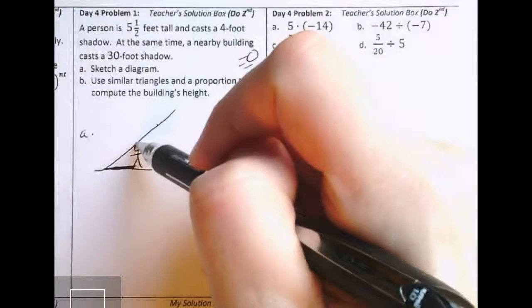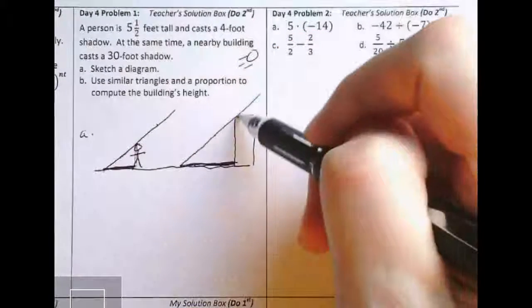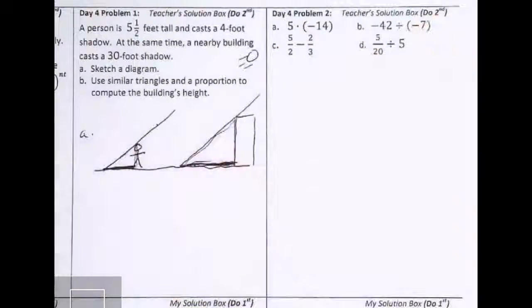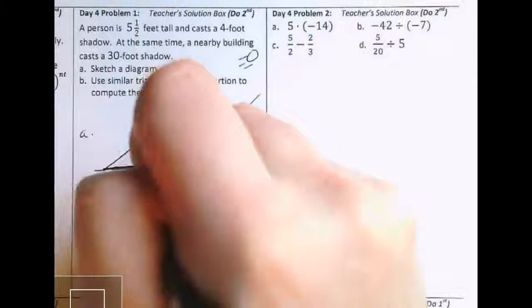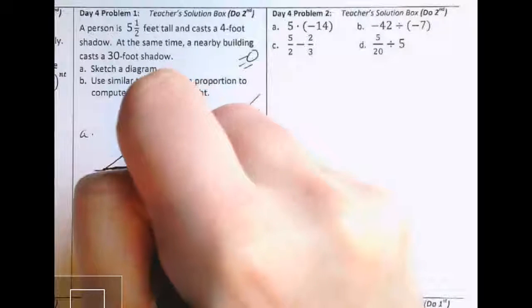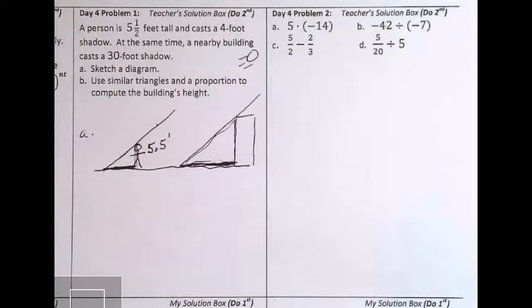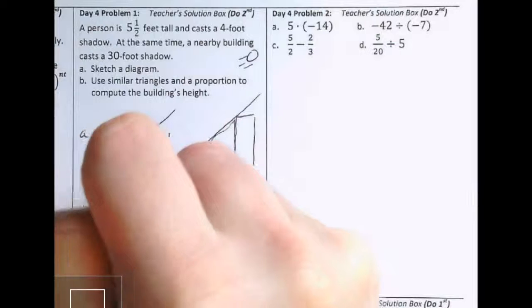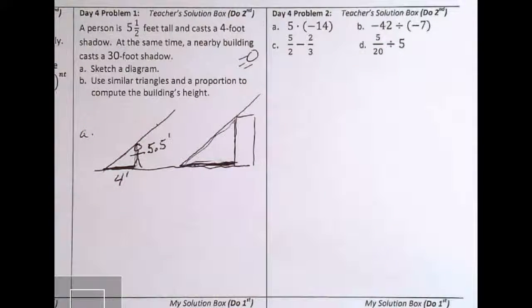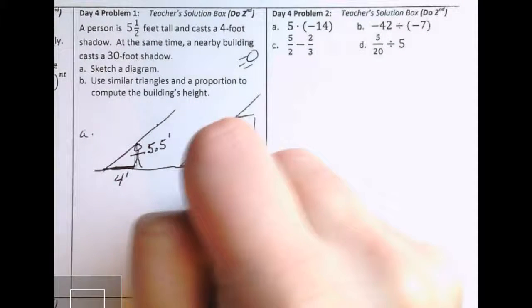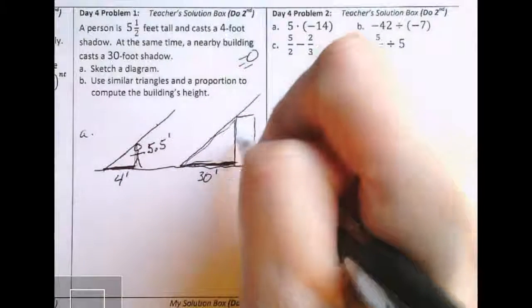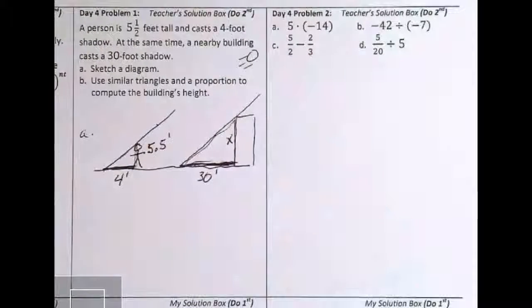Hopefully you see a right triangle shape here and a similar right triangle shape here. Okay, the person is 5.5 feet tall, or you could write this as 5.5 feet if you prefer decimals. And the shadow is a little bit shorter, it's 4 feet long. Okay, the building has a 30-foot shadow, and we don't know how tall it is. Let's call that X for now.